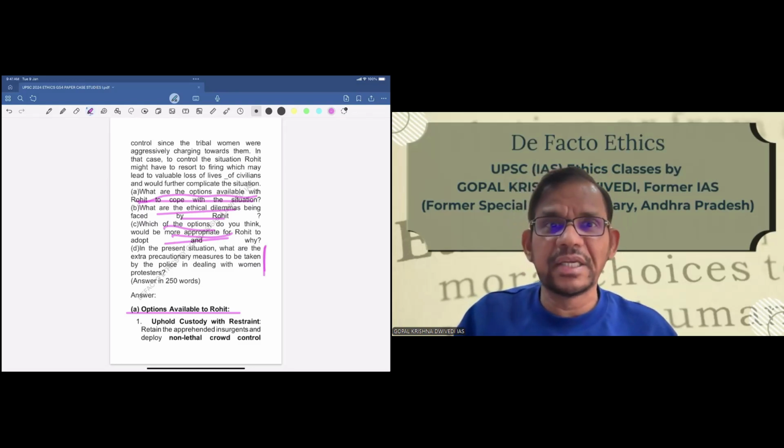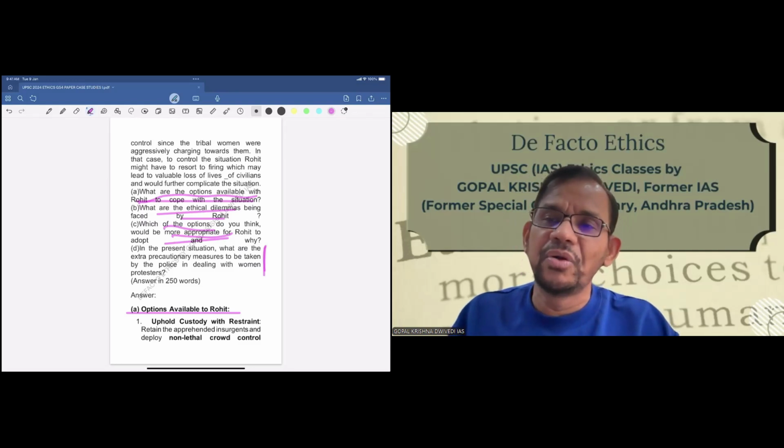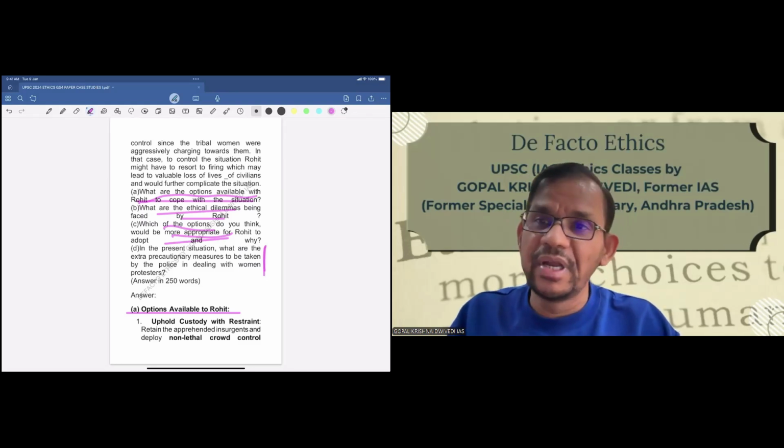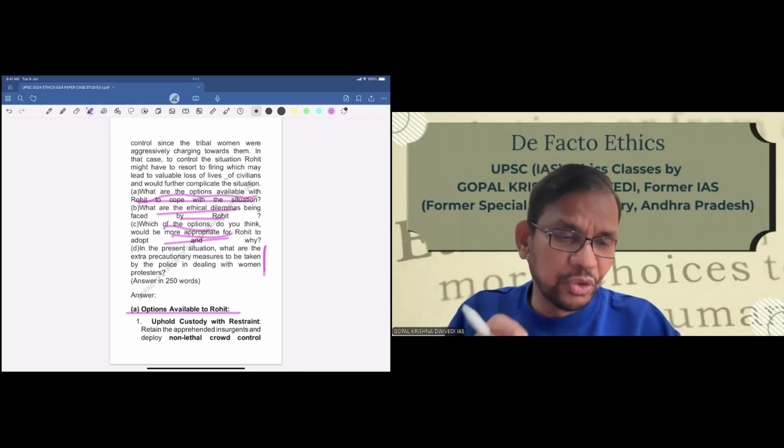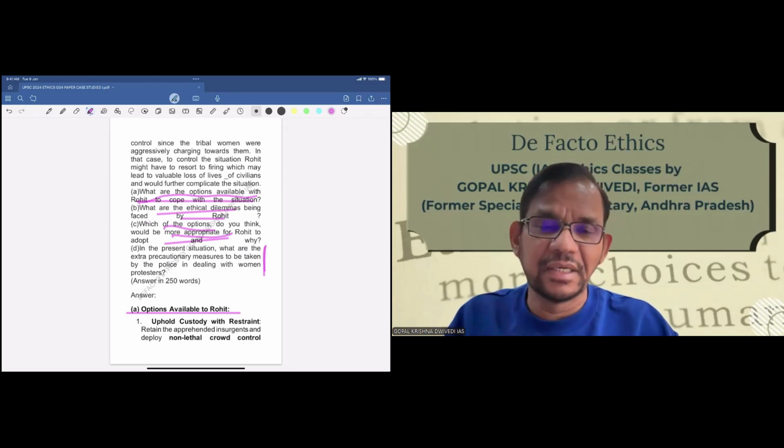So it's not the test of what you know. It's a test of whether you are able to write correctly what is asked or not. So be very, very careful. Even if you know more than what is asked, don't write all those things. You have to be very, very to the point and focused as far as our answers are concerned.